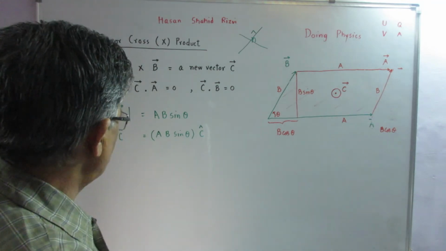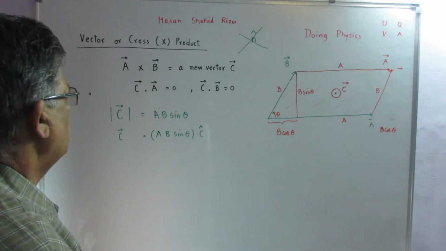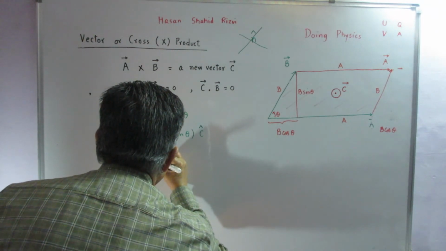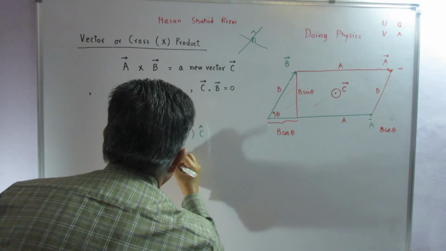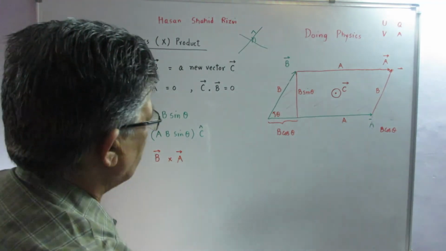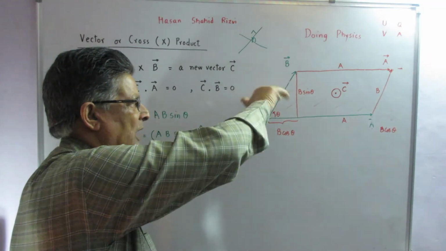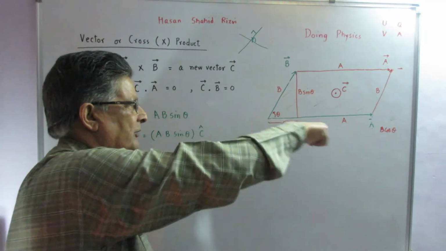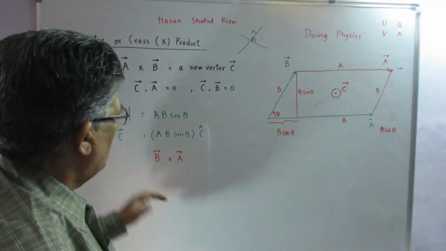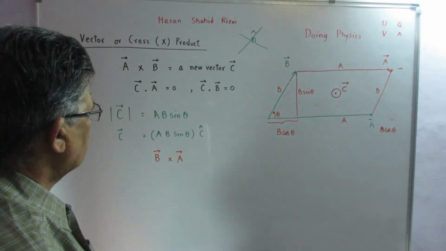Now see what happens in case we have B cross A. In the case of B cross A, I told you that if I rotate my B towards A, then I get a vector which should be inside. So B cross A will go inside.